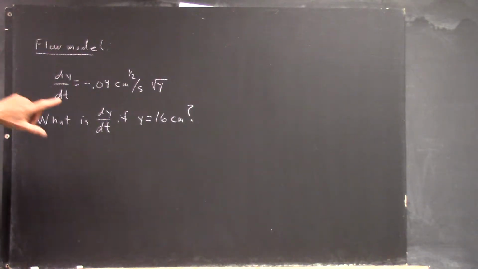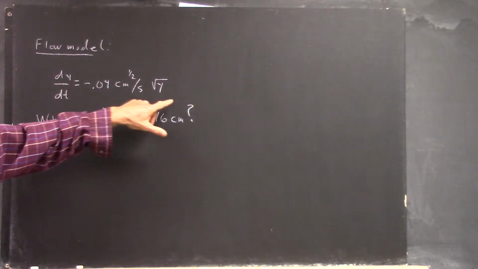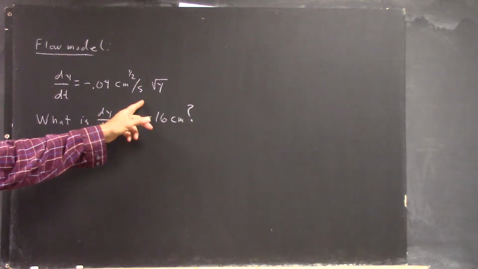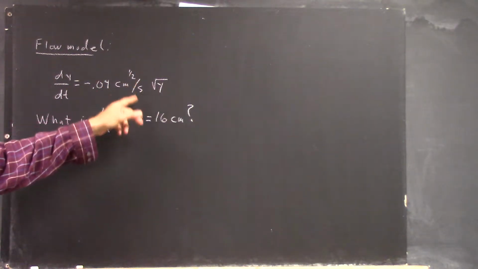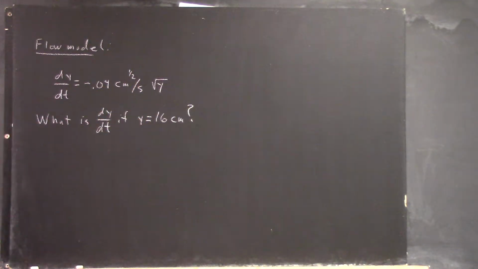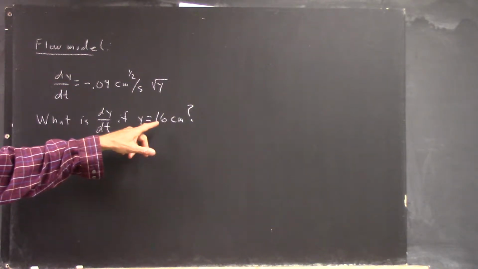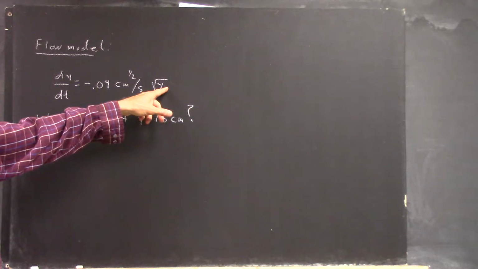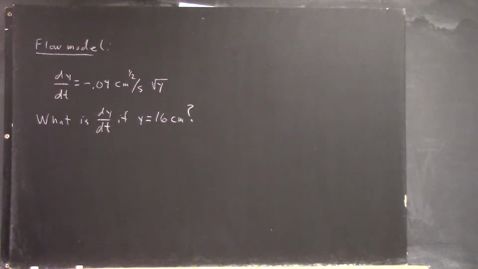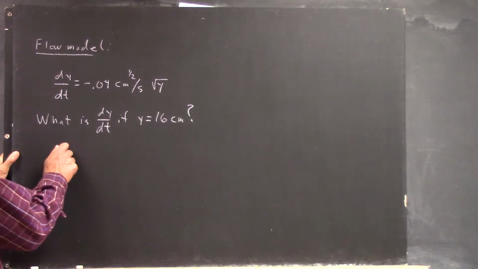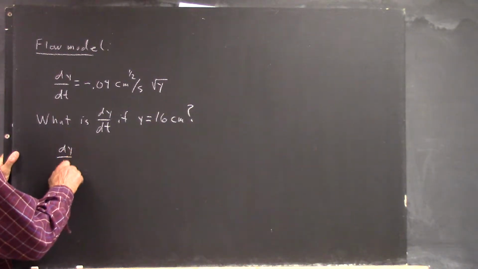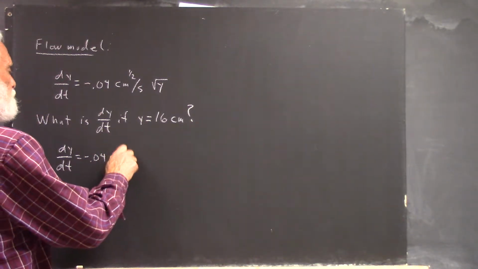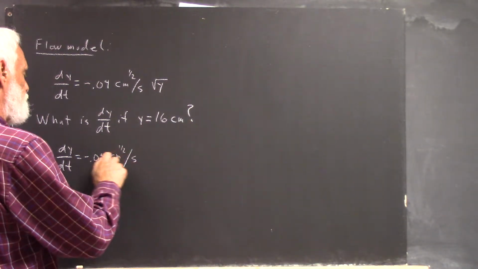So from the flow model, now if we do our dy dt in this form, which is just like it was earlier, except I've got units here now, centimeters to the 1/2 over seconds, right? Well, now, if y is 16 centimeters, then when I plug this in here, the units will work out to what they should. And we see, okay, so we get dy dt equals -0.04 centimeters to the 1/2 over seconds.